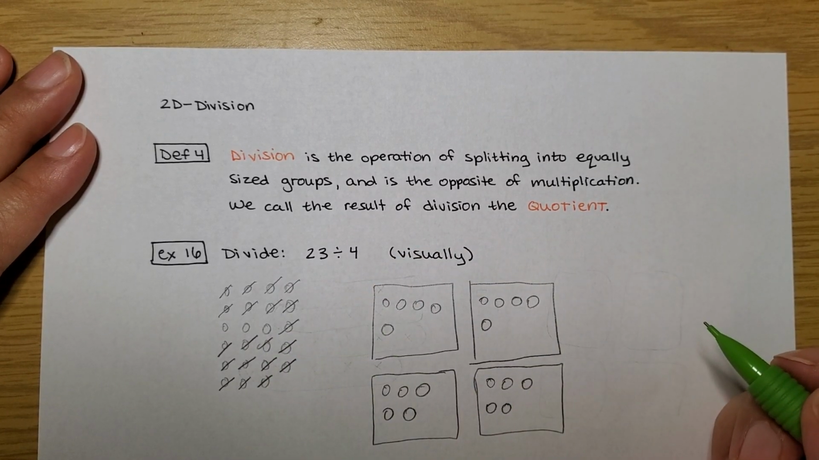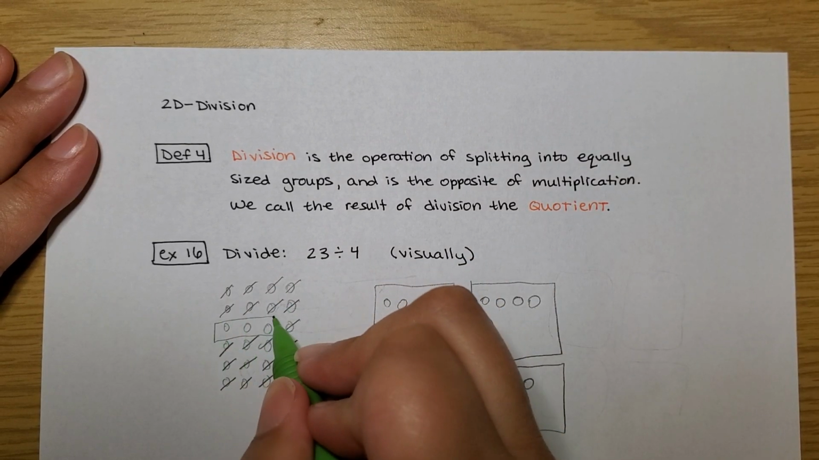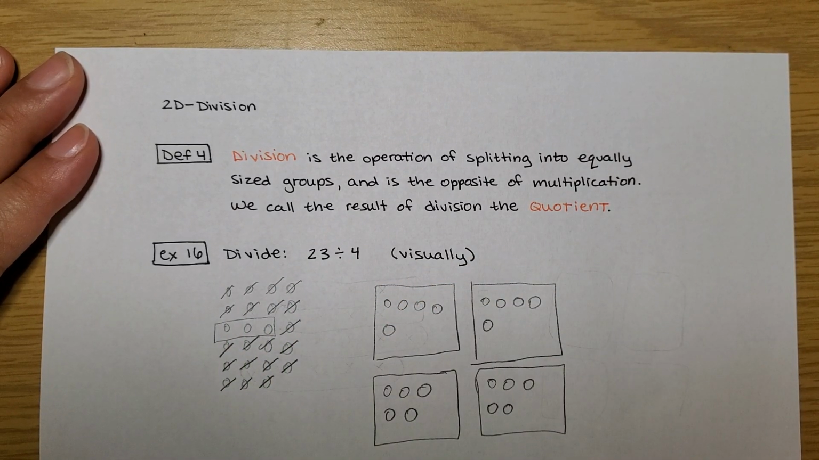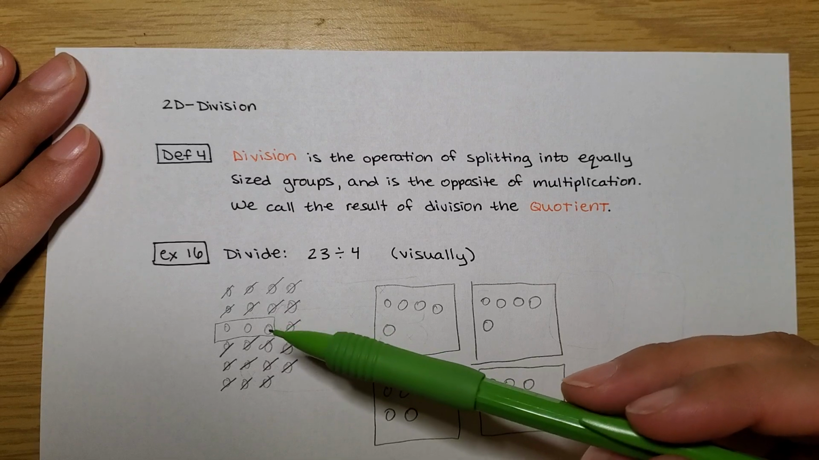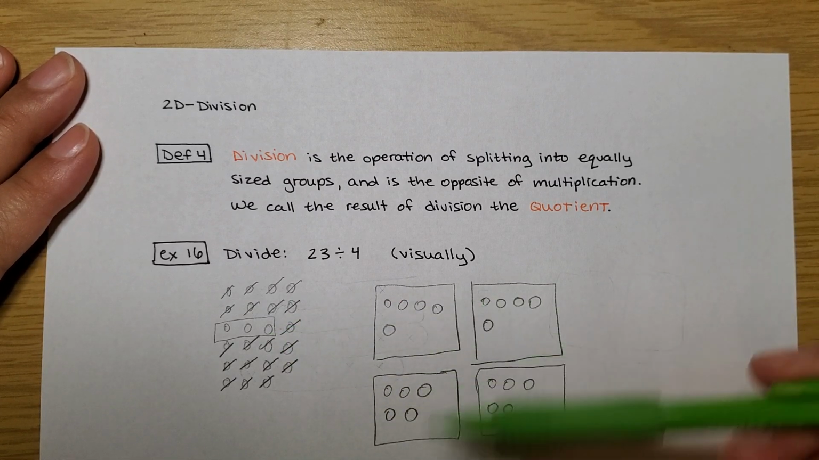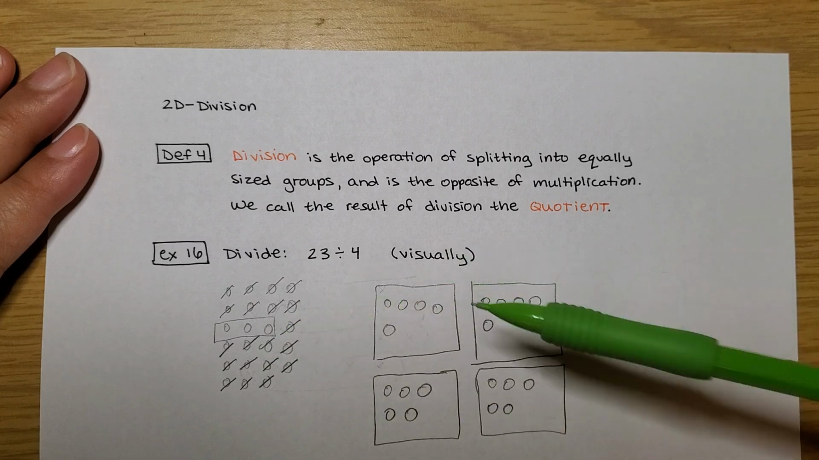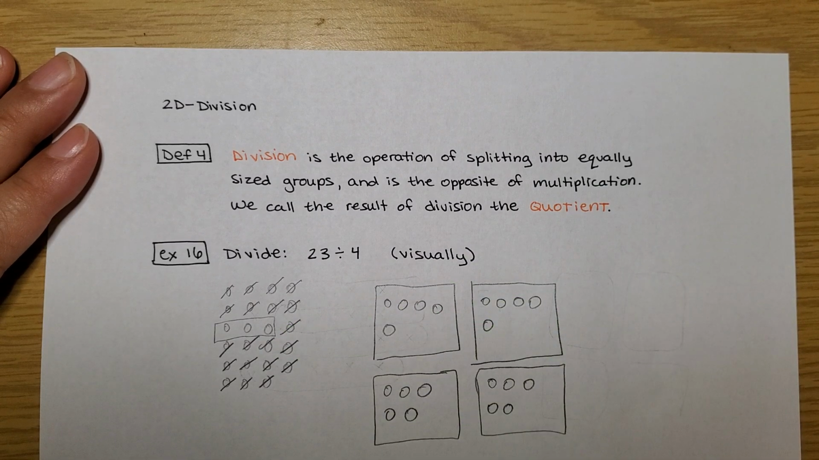And now before I carry on, I notice I only have 3 cookies remaining. So I can't give out any more cookies to my friends because if I did, one person would be left out with one less cookie. So because I have fewer cookies than friends left, I'm going to stop here.